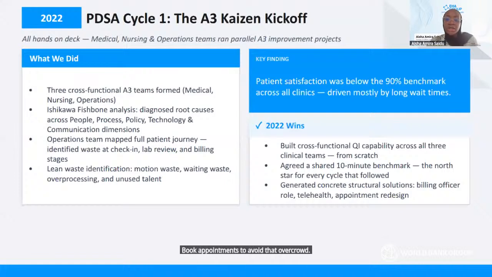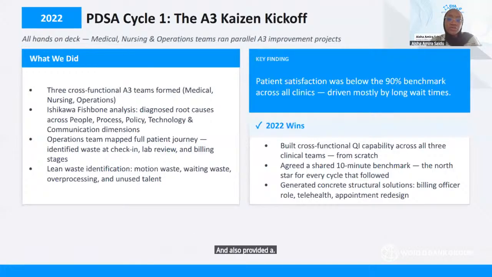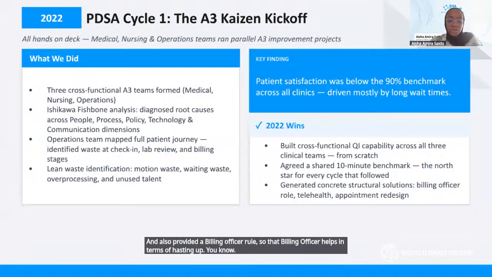So there were things around booking telehealth. Telehealth means that, of course, patients can see doctors in the comfort of their home, so they don't necessarily have to come to the clinic. That usually would reduce overcrowding. Then we redesigned our appointment system and also provided a billing officer role. So that billing officer helps in hastening billing, especially when the patient has to check out.